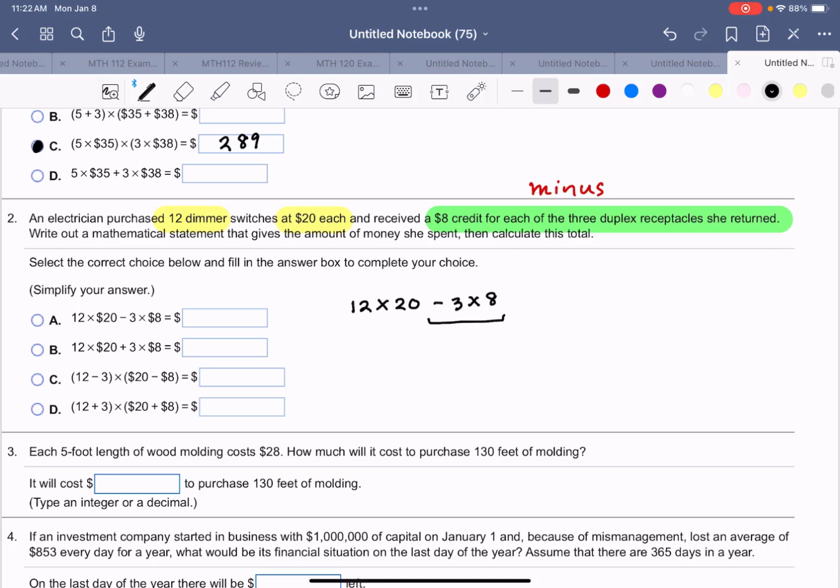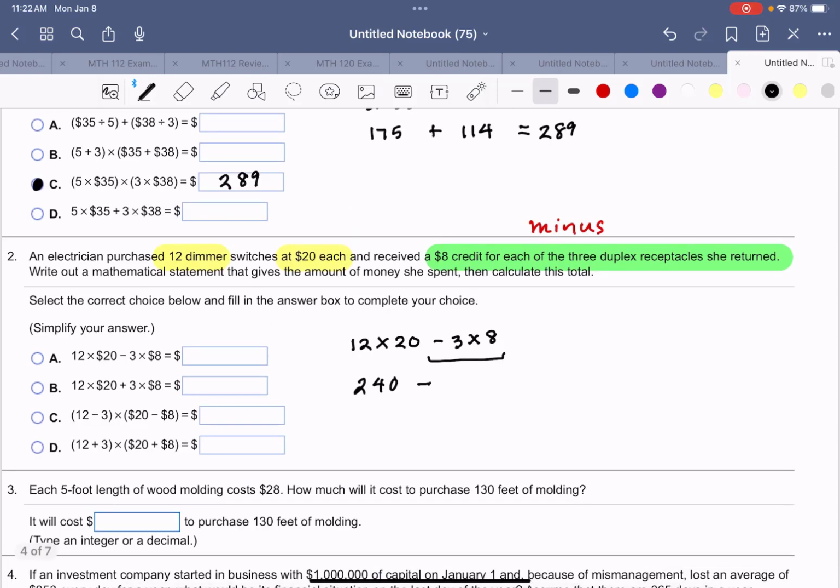So that's 12 times 20, 240, minus 3 times 8, which is 24. 240 minus 24 is $216. So 12 times 20 minus 3 times 8 is $216.